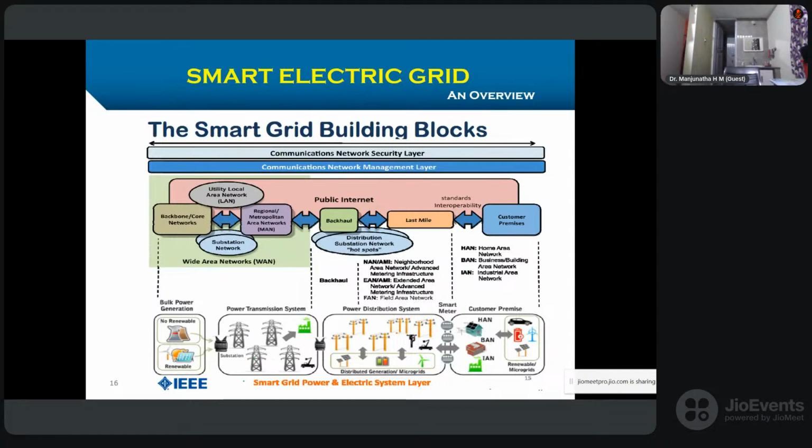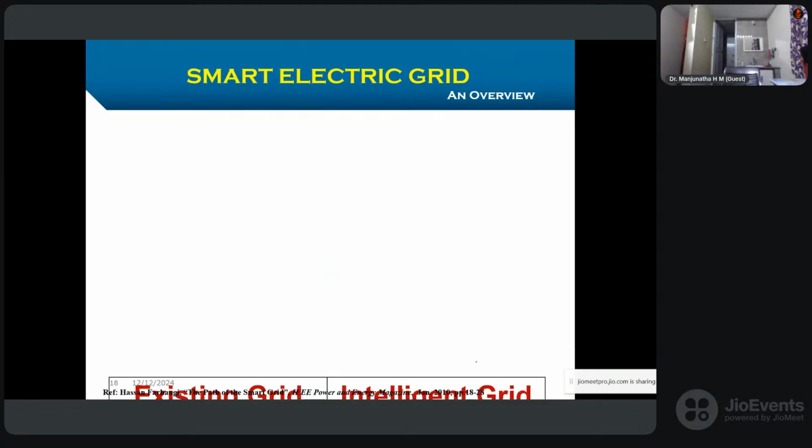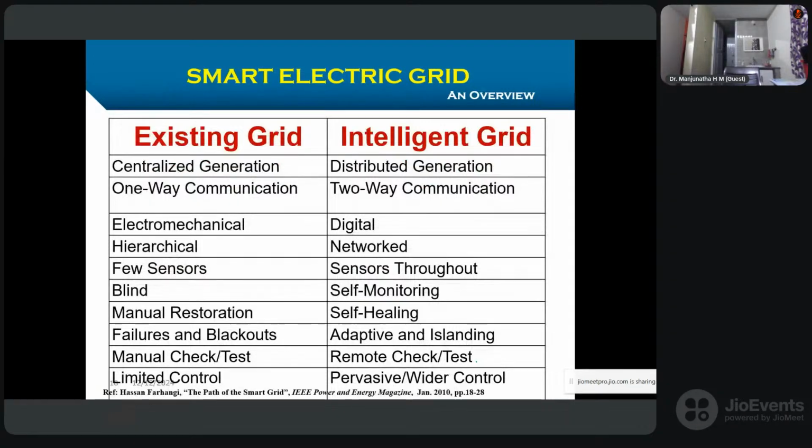So, as we have seen, this is generation, transmission, distribution, and these are our loads. Similarly, at the same level, we'll be having wide area networks at the generation and the transmission. Thereafter, we'll be having the distribution substation networks, let us say hotspots. And in our loads, we may be having home area network, or building area, or business area network, or industrial area network, or local area networks. And these networks, both power network and the communication network, should be integrated. Anyway, this slide we have already discussed. Considering the time, I'm just skipping this.